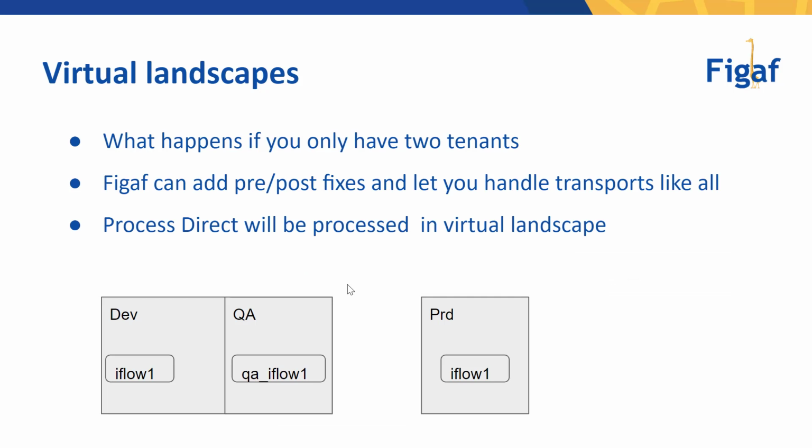One of the other things is virtual landscape, and I saw this at a client site. What they had actually done was use the dev tenant for both dev and QA, so they had fixed all the dev objects and all the QA objects within dev, and that meant that every time they were doing a transport or new versions, they needed to transport between these two things.